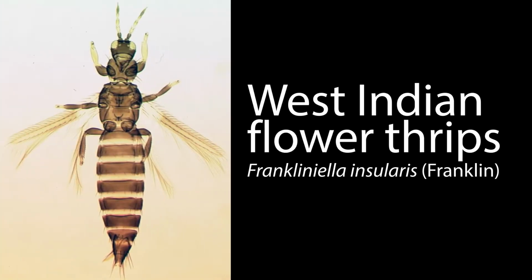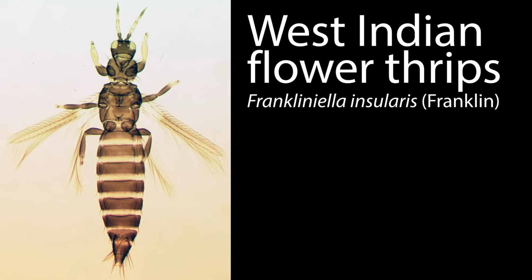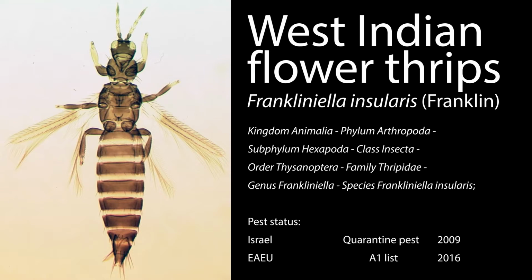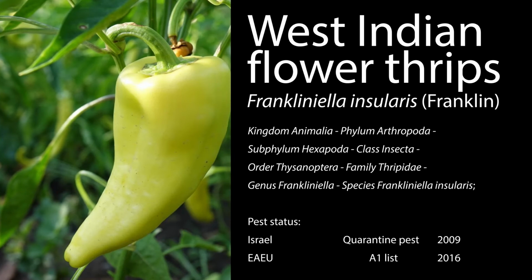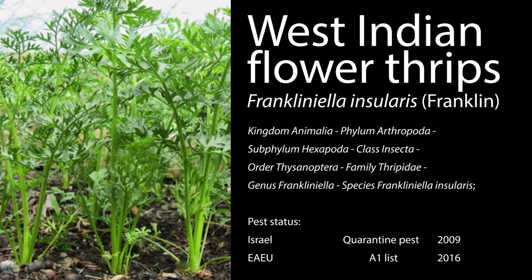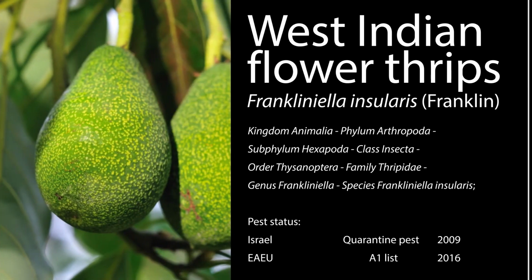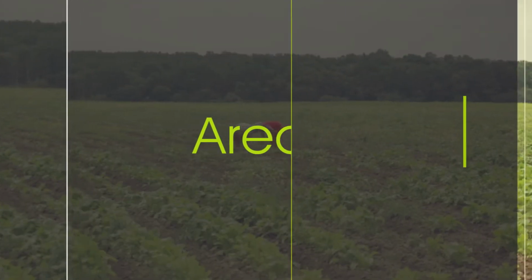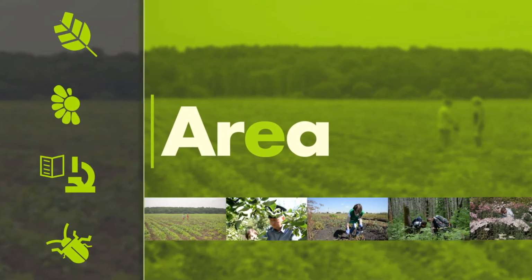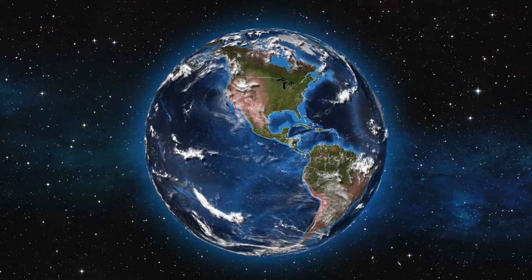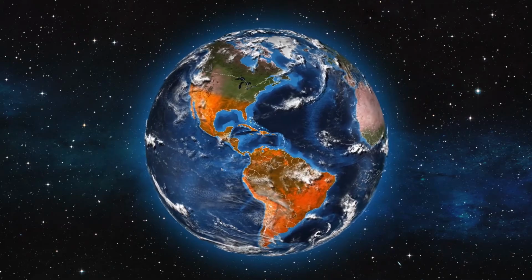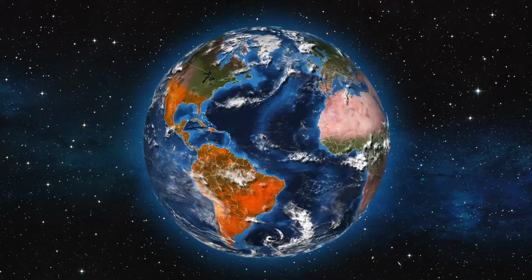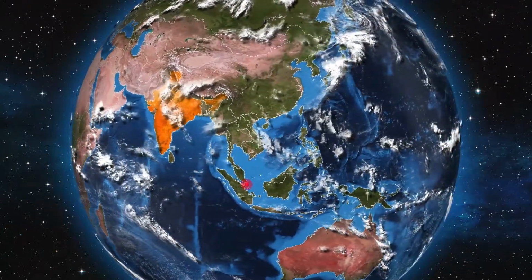West Indian flower thrips, Frankliniella insularis, is a polyphage that damages many cultivated, weed and wild plants. Among the hosts are tomato, eggplant, bell pepper, pumpkin, carrot, avocado, and others. West Indian flower thrips is common in almost every country on the American continents except Canada. It is also reported in India, Singapore, Fiji Islands.